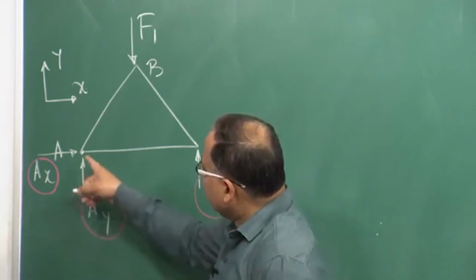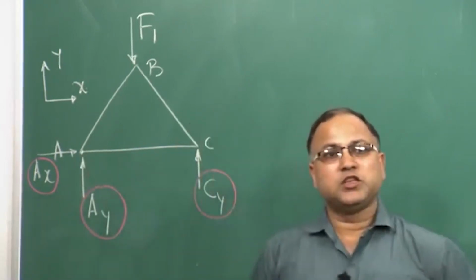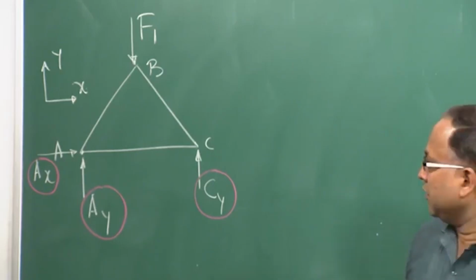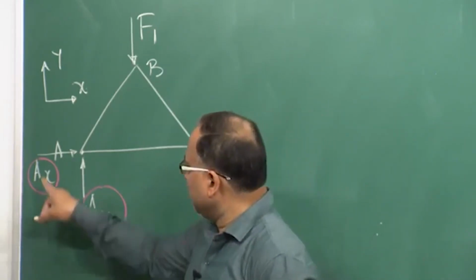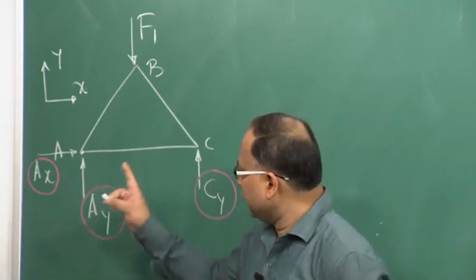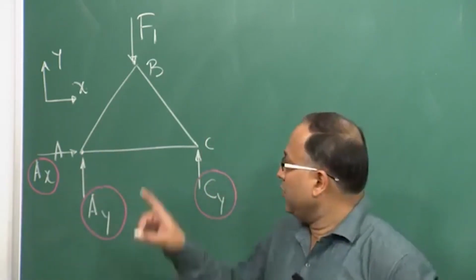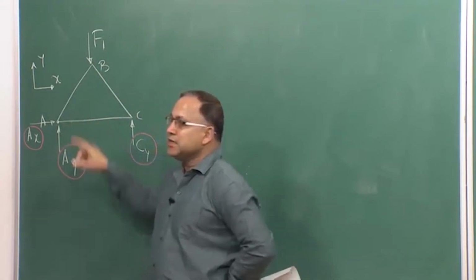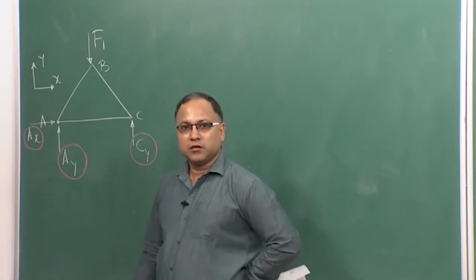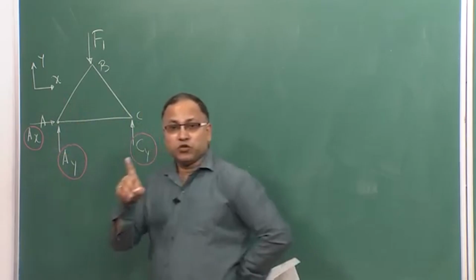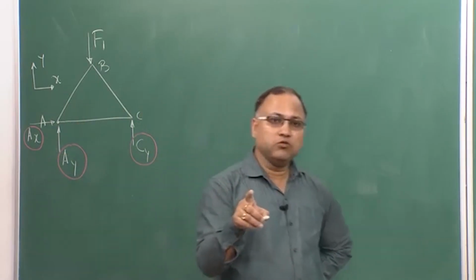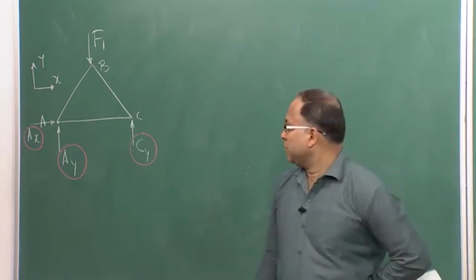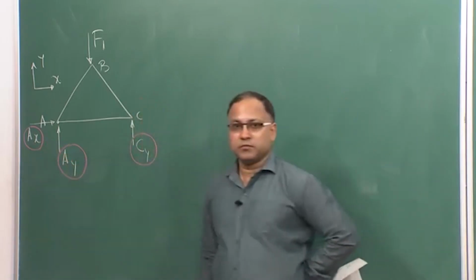Okay. So, if you consider the free body diagram of this particular joint, what are the forces acting on that particular joint? AX is acting, AY is acting, member force AB is acting, member force AC is acting. So, member forces AB and AC are both unknown to you. What are the things known to you? You know AX and AY.